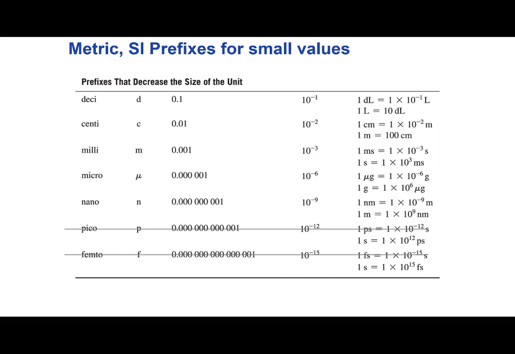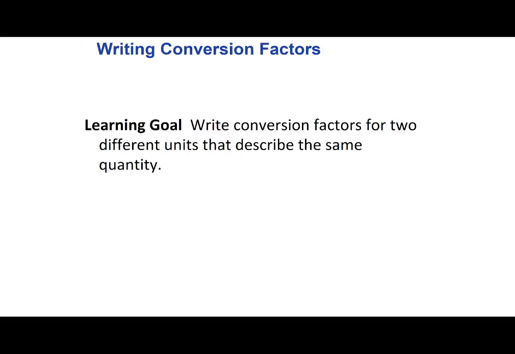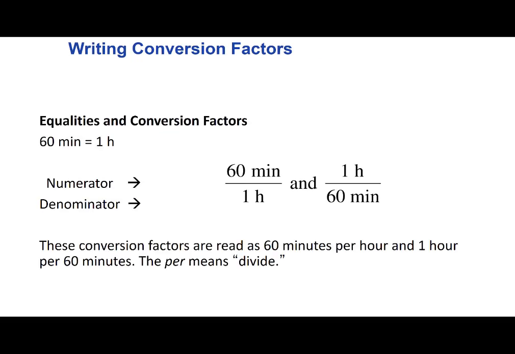For this class, we're not going to have to worry about memorizing the different conversion factors, like what milli means or what nano means. The important part for this class is for students to be able to use these metric prefixes and the numbers to be able to convert one unit to another. So our next learning goal is to write conversion factors for different units that describe the same quantity.